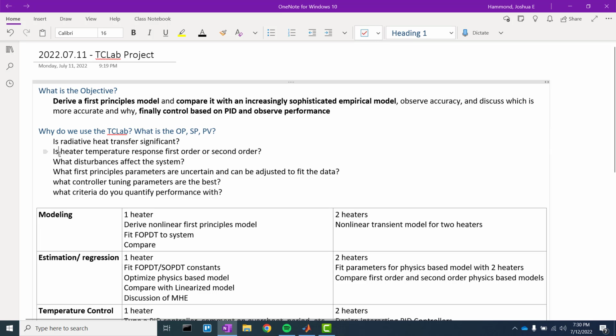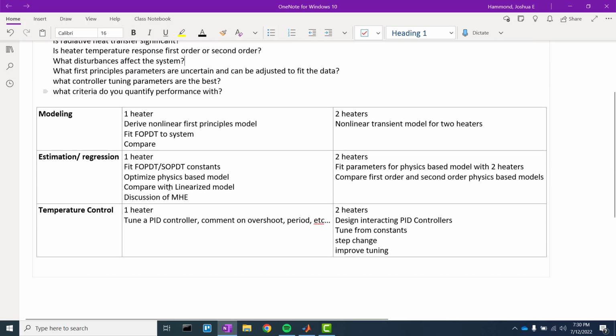Is the heater temperature response first order or second order? What disturbances affect the system? What first principles parameters are uncertain that could be adjusted to fit the data? And what controller tuning parameters are the best? And finally, what criteria do you quantify as having good performance? How do you know good performance?